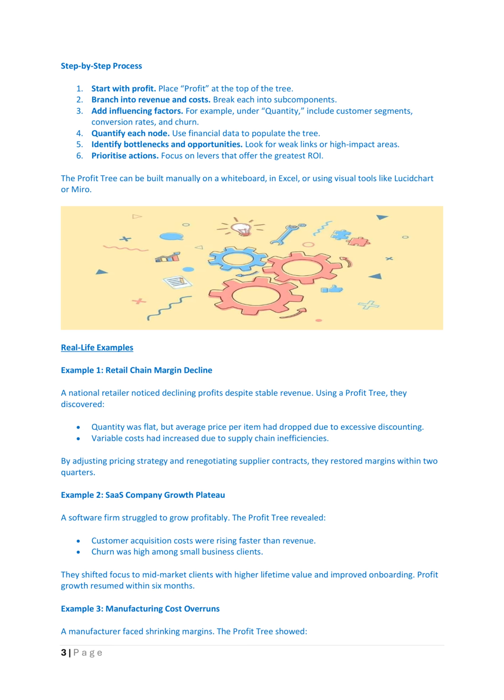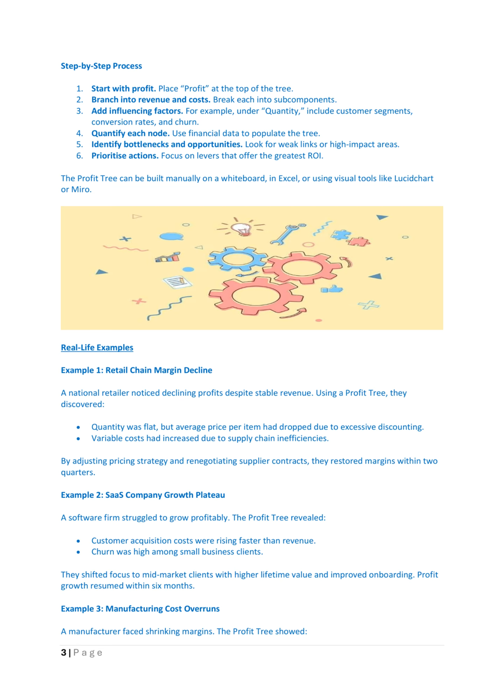Begin by placing profit at the top of the tree, then break it down into revenue and costs, further dividing each into detailed subcomponents. Include influencing factors like customer segments, conversion rates, and churn under relevant branches such as quantity. Use financial data to assign values to each node, which allows for identifying bottlenecks or high-impact areas that need attention. Prioritize actions by focusing on levers that provide the highest return on investment. The profit tree can be created manually on a whiteboard, in Excel, or through visual tools like Lucidchart or Miro.